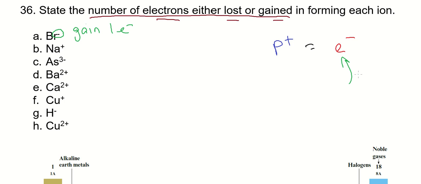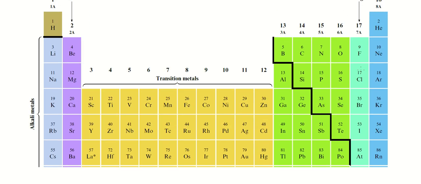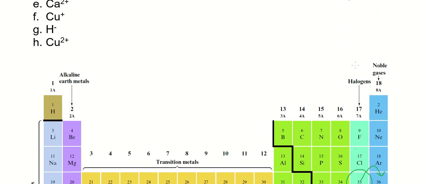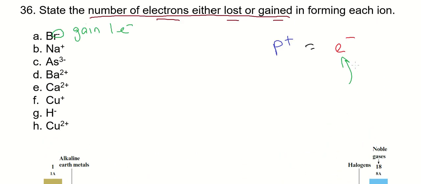And so that's what all the halogens want to do. All these elements here are 1 column away, 1 spot away from their nearest noble gas, and so they're all going to tend to gain 1 electron. All right, let's move on to B.